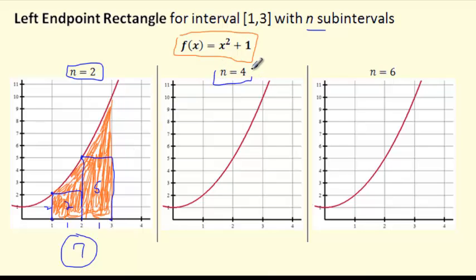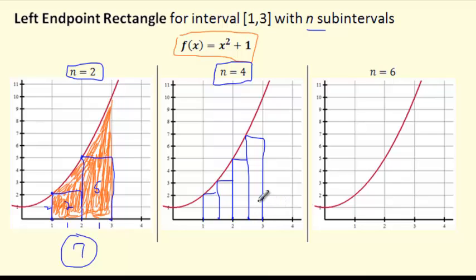Well, we can do more rectangles. What if we change this to 4 rectangles? So I'm going from 1 to 3, but this time I'm going to break it into 4 rectangles. Check it out. I'm making narrower rectangles now. This is going to go up and hit here, this is going to go up and hit here, and this bad boy is going to go up and hit there. So now, check that out.